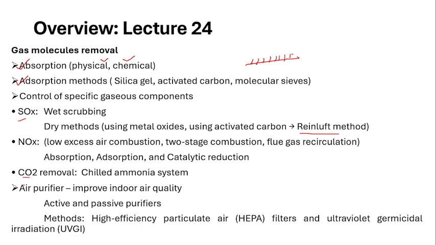And next one is carbon dioxide. One of the most efficient methods for the removal of carbon dioxide is a chilled ammonia system. So this is the use of chilled ammonia to capture the carbon dioxide in it. So this is a trapping system.